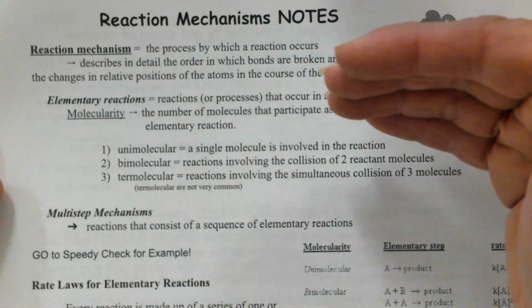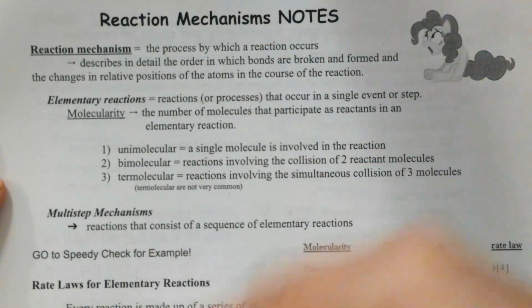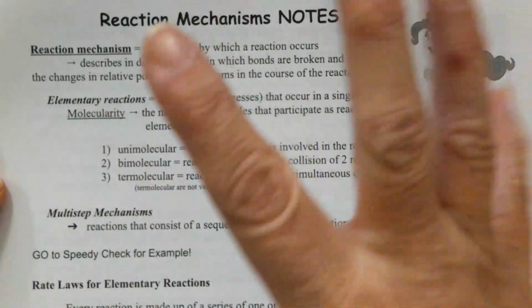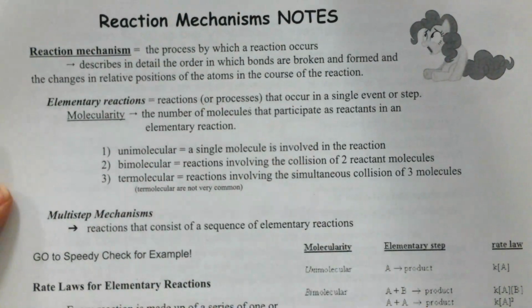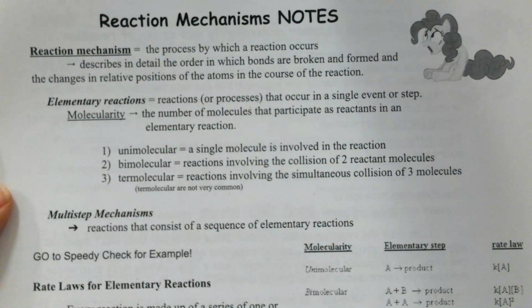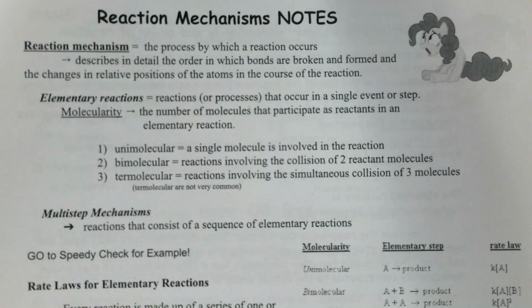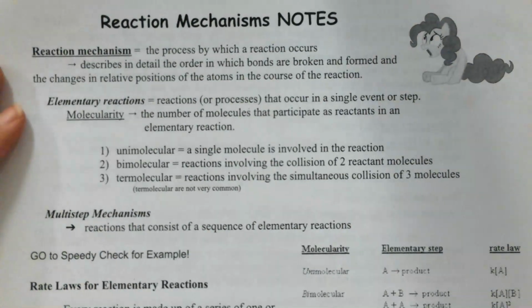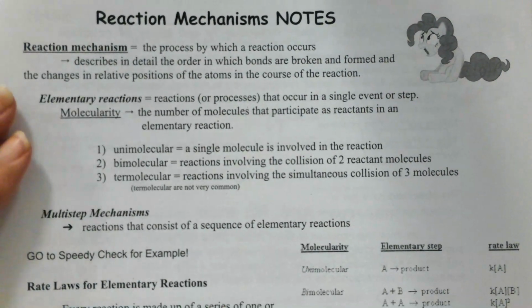Sometimes we can create a product in 3 steps. Maybe we need 4 steps. Maybe we need 5, whatever. All those processes that we go through, each reaction is part of the mechanism. So it describes in detail the order in which the bonds are broken. It's basically a recipe for chemistry.